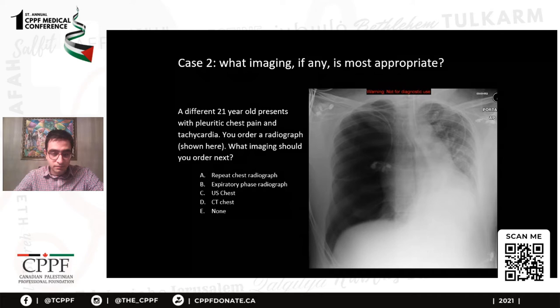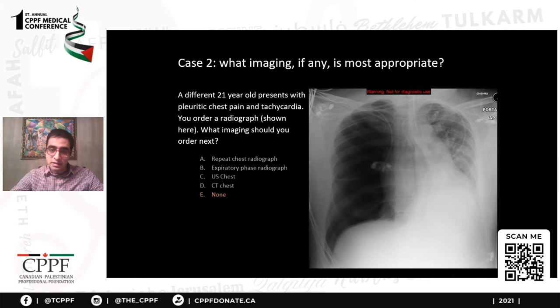Okay, time is up. And the correct answer is none of the above. So let's talk about this before we move on. There are a few findings on this x-ray. First, we notice that there is completely absent lung markings on the right side of the chest. We notice that there is deviation of the trachea in this intubated patient. So this is a pneumothorax. It's a very large pneumothorax.